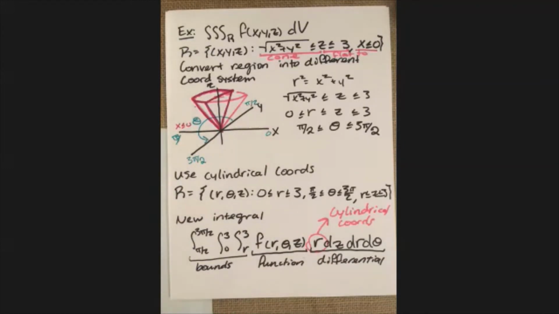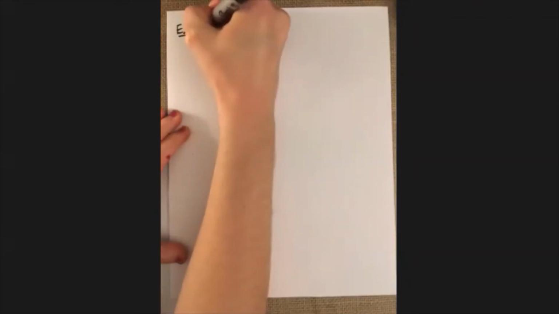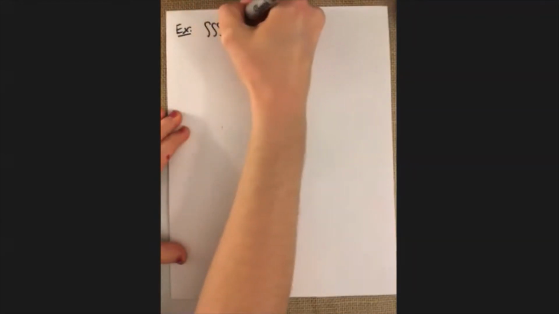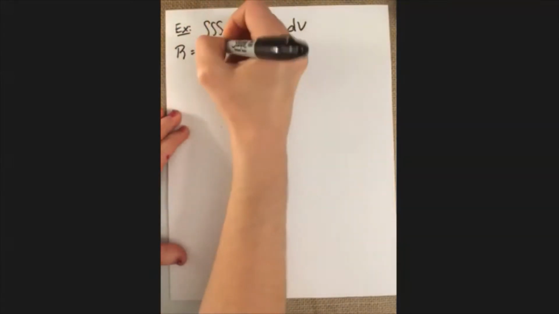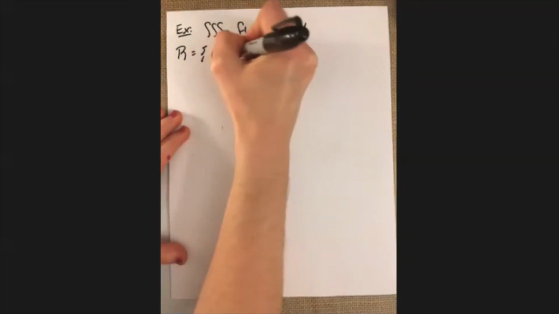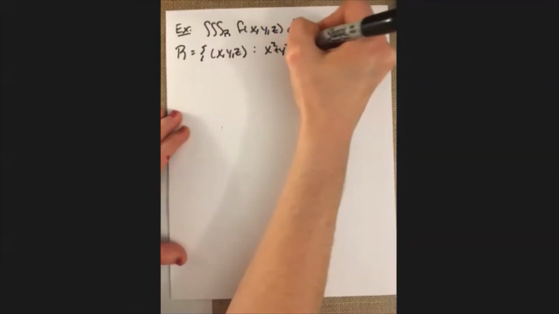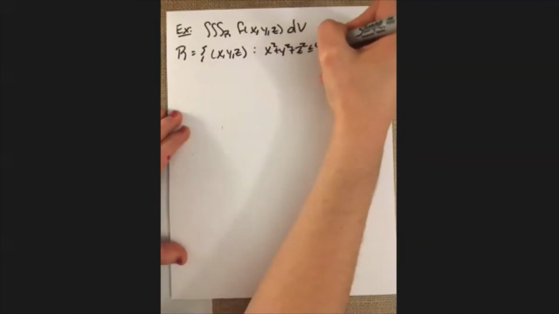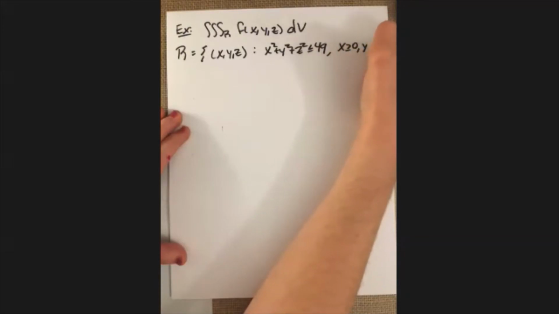So let's look at spherical coordinates then and see what those kinds of problems look like. So in this example here, we're going to do another triple integral over some region R of some generic function f(x,y,z) dv, where our region is equal to x, y, z, such that x squared plus y squared plus z squared is less than or equal to 49. And then we have x greater than or equal to 0 and y greater than or equal to 0.